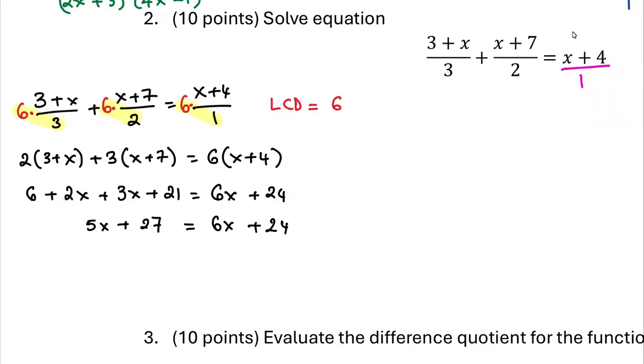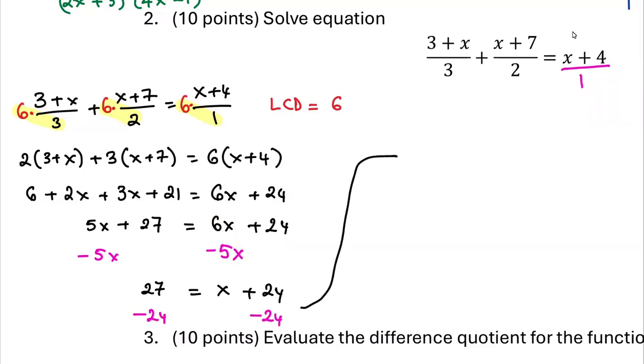Let's combine like terms again. The 5x and the 6x, I can bring them together, right? So let's move the 5x over, subtracting 5x. Then I get 27 equals 6x minus 5x, which gives me 1x. And then I subtract 24 from both sides. I'm getting x equals 3. All right, that is the only solution.